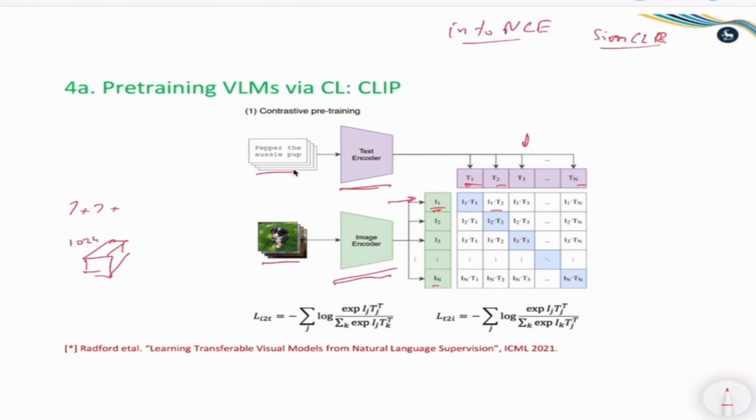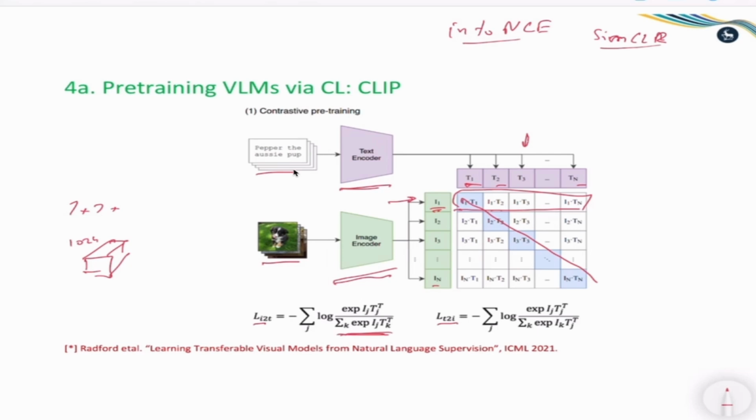And on the diagonal, what you will always have is the positive pair. Now what you do is two things. You do image to text loss and text to image loss. When you are doing image to text loss, you will normalize this matrix in this way. You need to do softmax normalization. You need to pass it through this normalization.